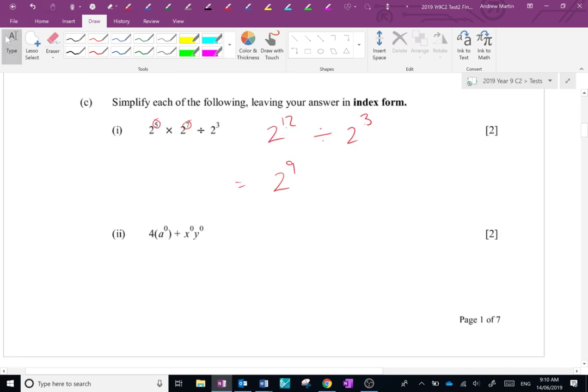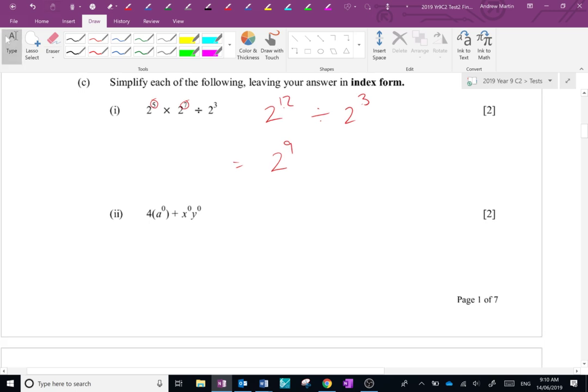All right, next question. This actually was a tricky question when you guys did the test. We need to remember that anything to the power 0 should be equal to 1. So what we've got here is we have 4 multiplied by 1 plus, and then we've got 1 multiplied by 1. So 4 multiplied by 1 gives us 4, plus 1 multiplied by 1 gives us 1. So our final answer would be 5.